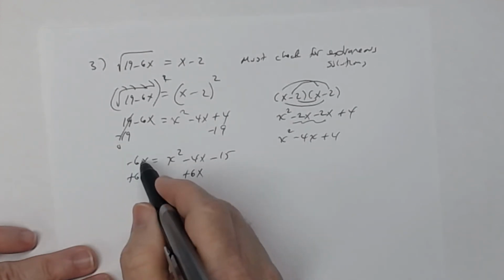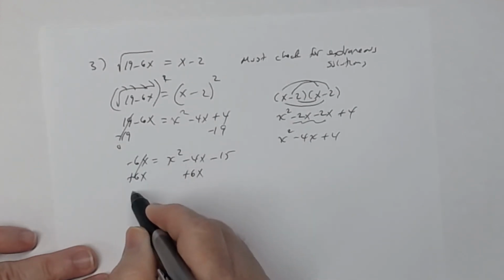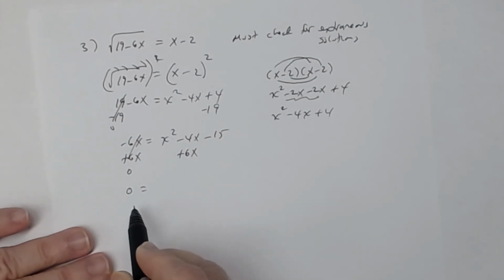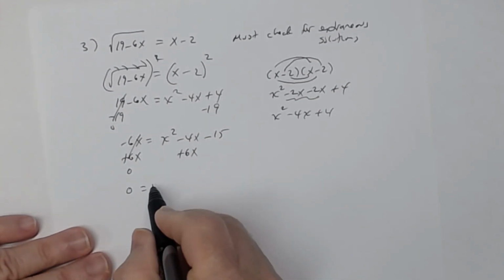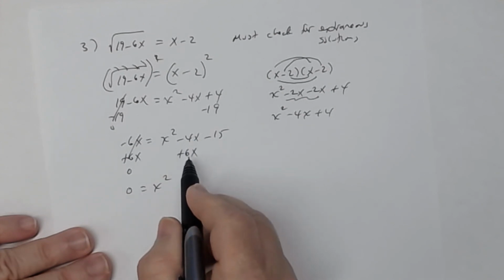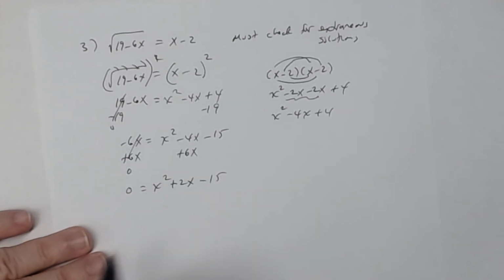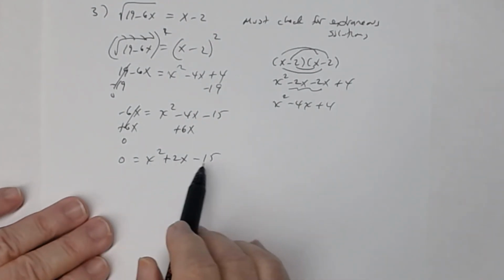Now combining them, 6x and a negative 6x is 0. And so I get 0 equal, that's what you want. You want a 0 here, equal x squared. Negative 4x and a positive 6x is a positive 2x, and then minus 15. All right, so then I have this quadratic equation.